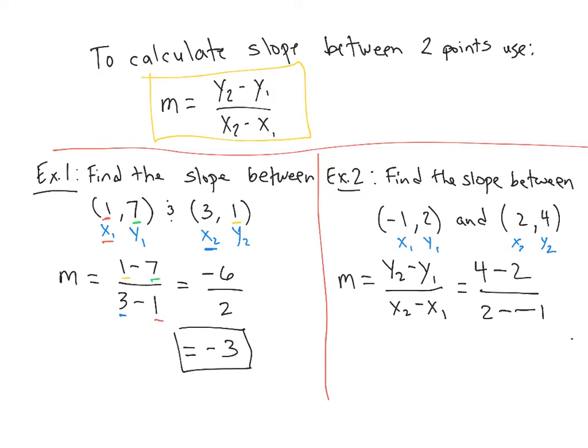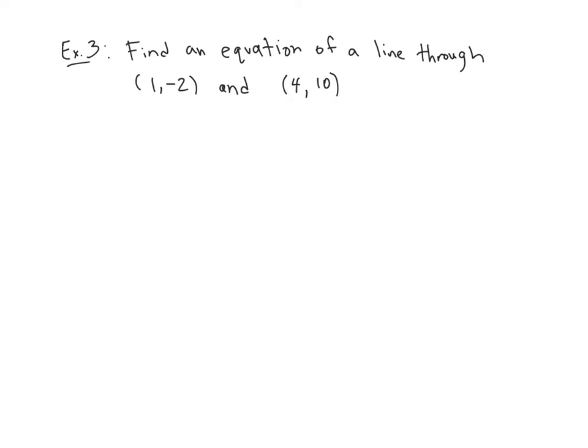All right, so we take a look at the setup here. I have 4 subtract 2, so y2, 4, minus y1, 2. So 4 subtract 2 in the top makes 2. And then in the bottom I have 2, which is my x2, subtract negative 1, which is my x1. So 2 subtract negative 1. Again, if you ever have a minus a negative like this, it turns to a plus. So 2 plus 1 just makes 3. 2/3 as a fraction doesn't simplify at all, so I can just leave that as my answer. Slope is 2/3.